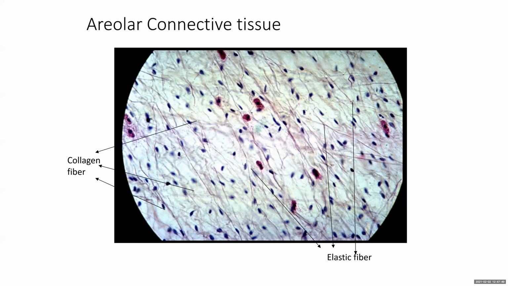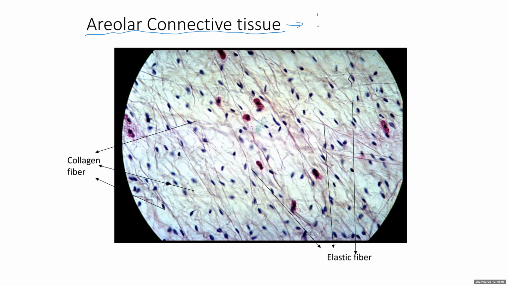So this is areolar connective tissue. As we saw in the introduction, areolar connective tissue is a type of loose connective tissue, meaning it has a greater percentage of ground substance and a lesser percentage of protein interstitial fiber. You can call the interstitial fibers protein fibers, so they are made of protein. Let's look at this sample here.